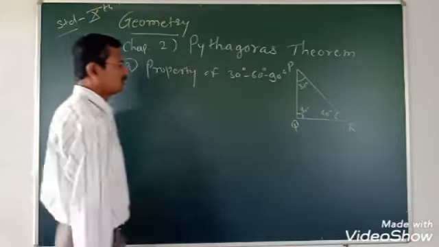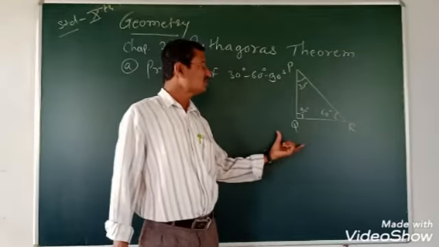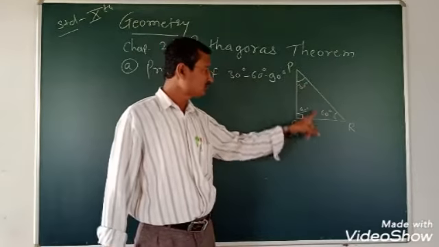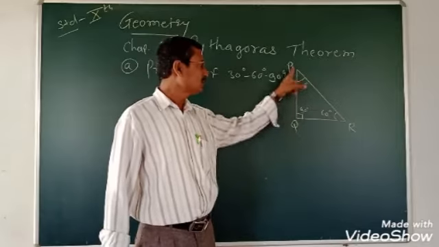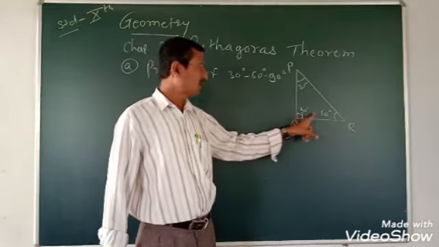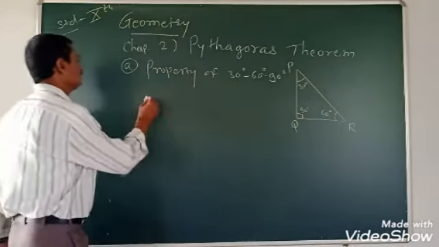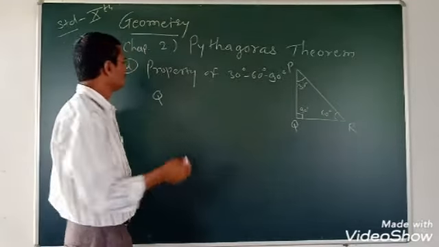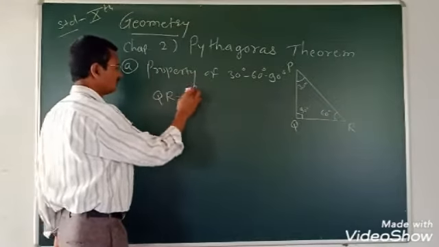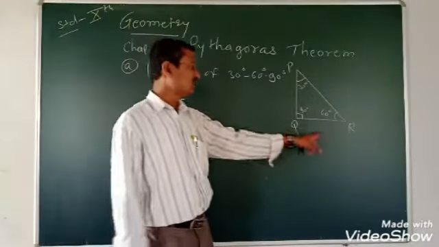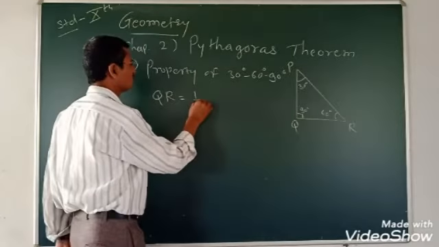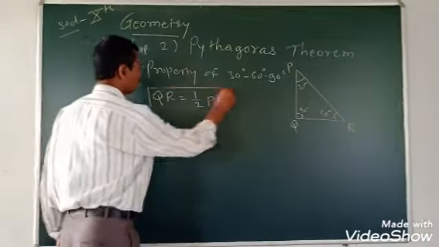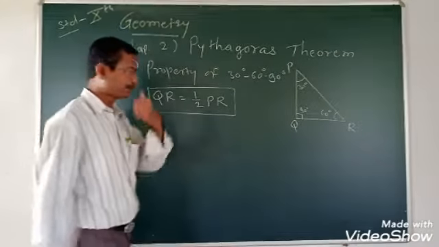Which side is opposite to the angle 30 degree? Side QR is opposite to the angle 30 degree, and side PR is opposite to the angle 60 degree. Therefore, as per the property of the 30, 60, 90 triangle, the side opposite to the angle 30 degree is half of the hypotenuse. Here the hypotenuse is PR, which means QR is equal to half of PR.